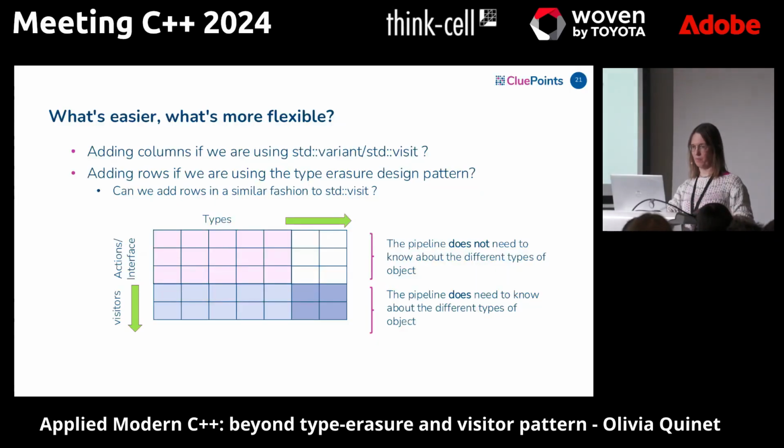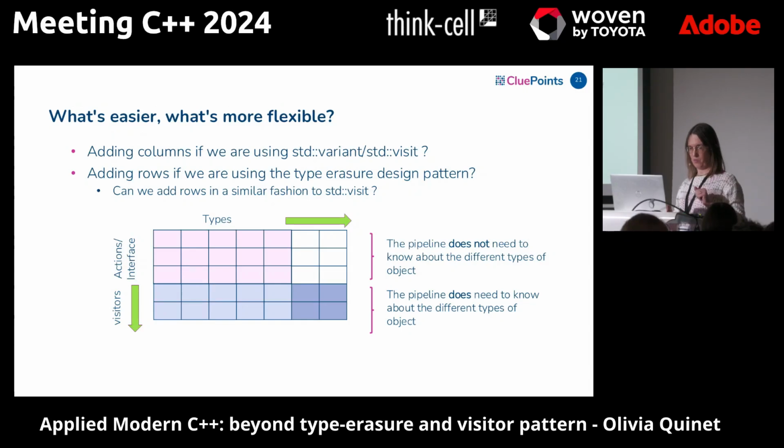So we know the problem. In fact, the problem is about asking ourselves the question: what's easier, what's more flexible? If we choose, for example, std::variant and std::visit, is it easier to add columns? But that means we will have to recompile a lot of things and might not be practical. Or is it easier to add rows if you are using the type erasure design pattern? Or third option, maybe: can we add rows in a fashion similar to std::visit? Those are the blue lines at the bottom of the graph.